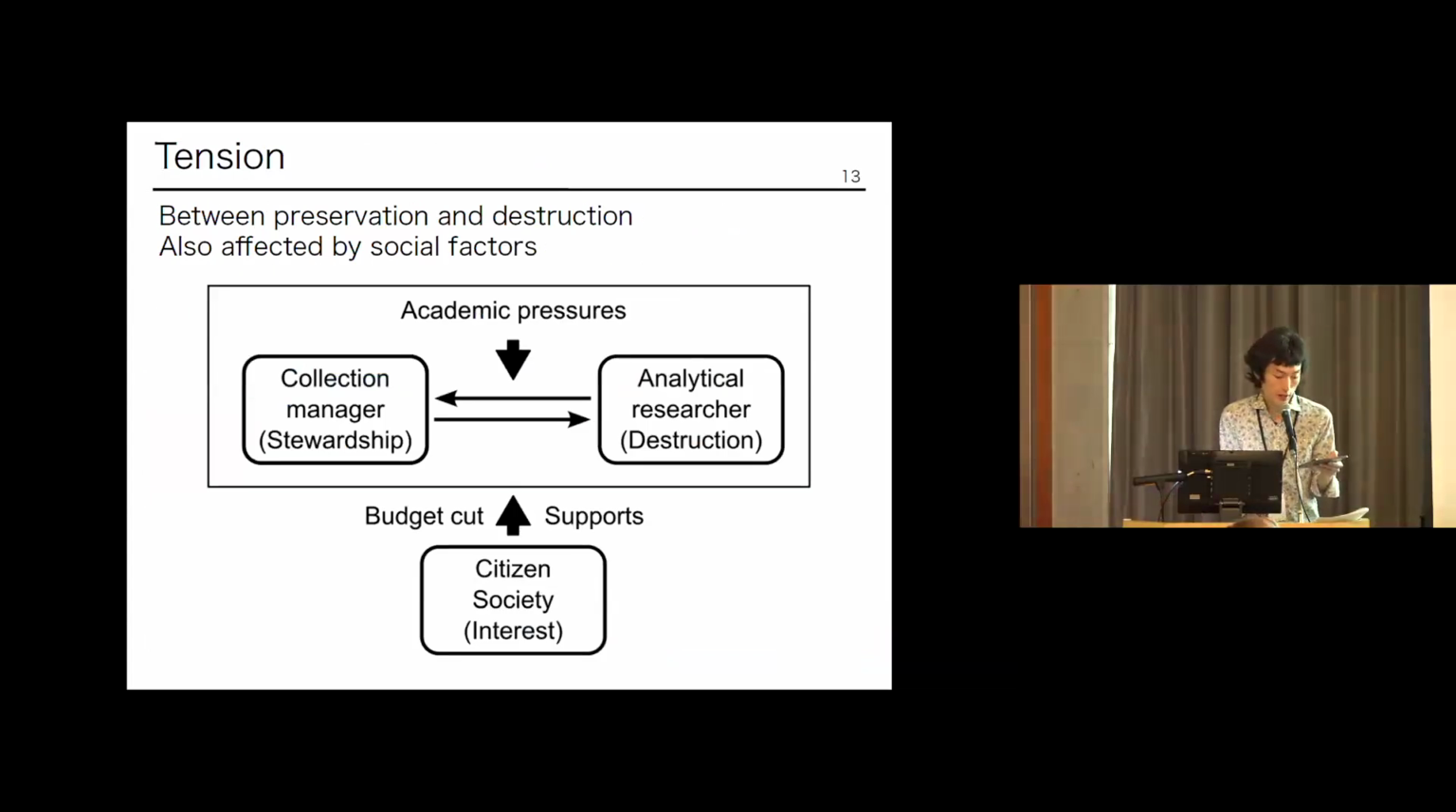To summarize, specimens are unique and non-renewable in archaeology and paleontology, and because excavators, curators, and analytical researchers are often different persons, there is a constant tension between preservation and destruction. This tension has been further exaggerated by recent publication pressures. Additionally, because of the high level of public interest, the tension between preservation and destruction is also significantly influenced by social factors.